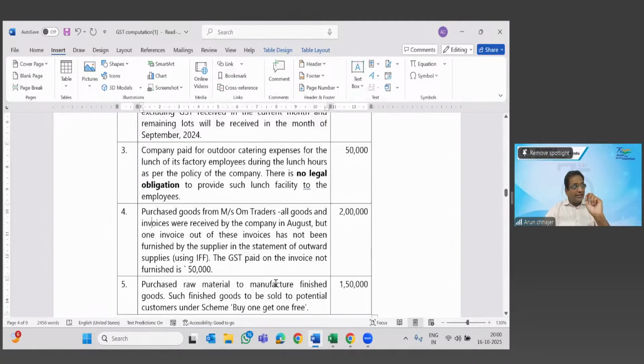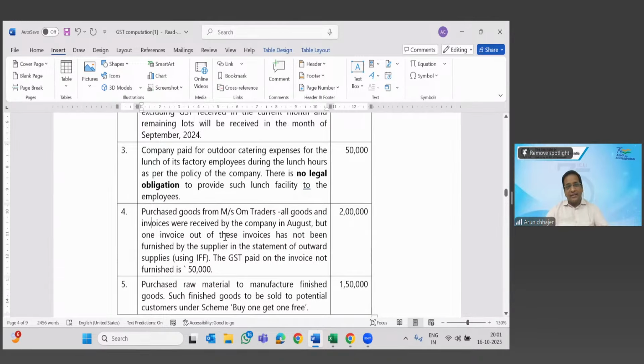Will you give the ITC of 1,50,000? Will you give the ITC of the entire 2 lakh, or will you give the ITC to the extent of 0? You will not give the ITC at all. What is the correct answer? Tell me.